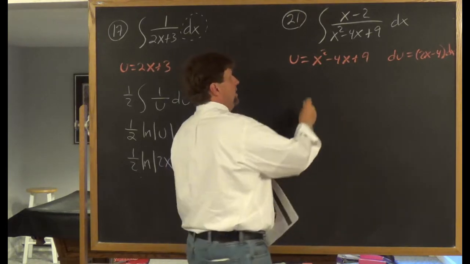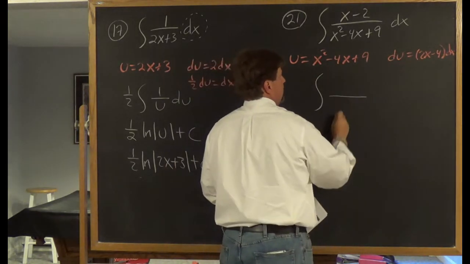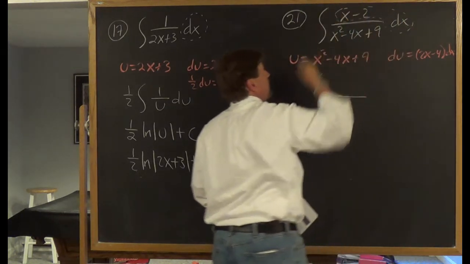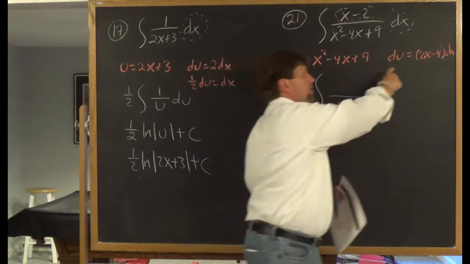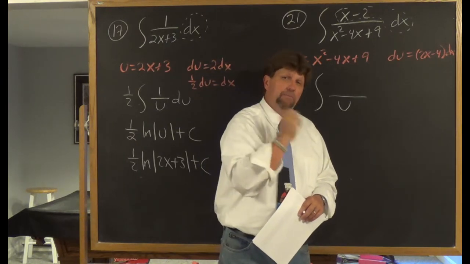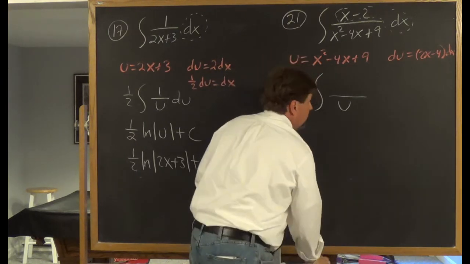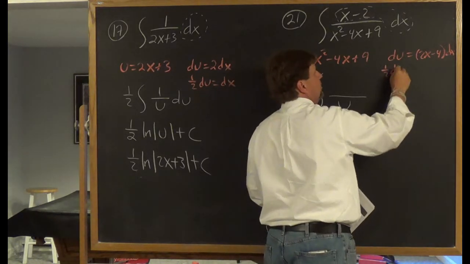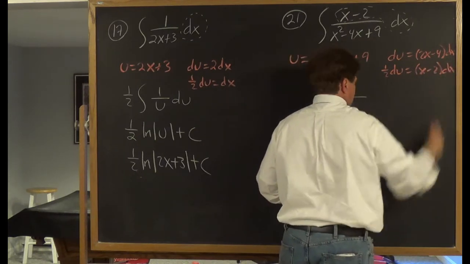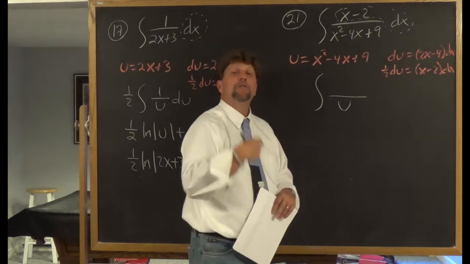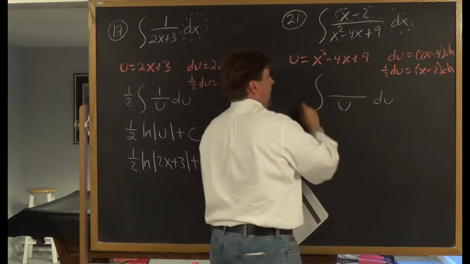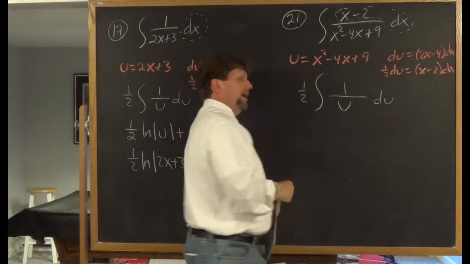I substitute in. So my denominator's u. But I still have to take care of that x minus 2 dx. Notice du does not equal x minus 2 dx. But if I multiply both sides by 1/2, 1/2 du is x minus 2 dx. So I substitute in the 1/2 du for the x minus 2 dx. Take the 1/2, rip it out front. There's a 1 up there.